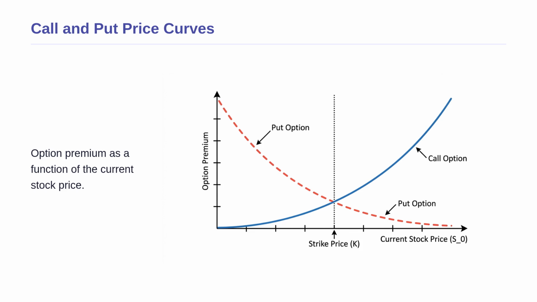As the stock price moves to the right, the call premium rises, just as we saw in our example. Conversely, the dashed red curve for the put option falls as the stock price increases. This diagram beautifully captures the opposing directional shifts of calls and puts.